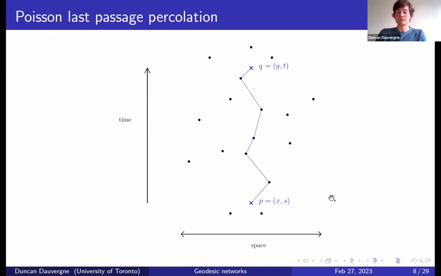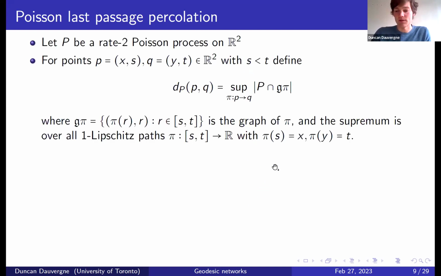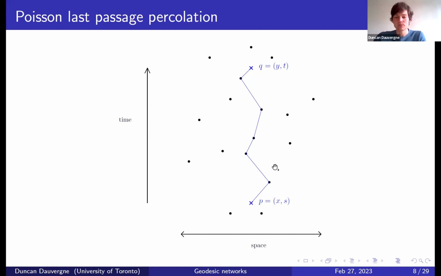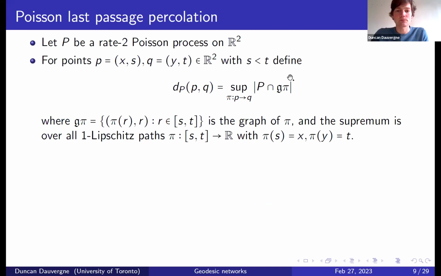And then we're going to assign path weights between points. Okay, so in Poisson last passage percolation, we have a distinguished time direction and a distinguished space direction, and paths are only going to be able to move forward in time. And the weight of a path is just going to be the number of points in my Poisson process that lie on that path. Okay. So here, for example, I'm going from, so my coordinates are like x, s, where s is my time coordinate, going up to y, t. Okay.